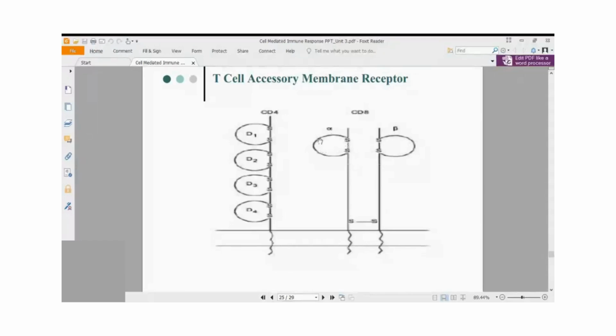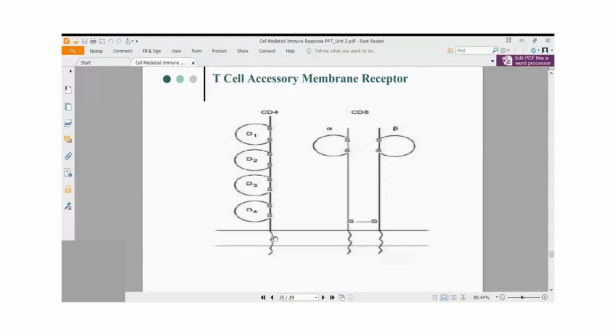And there is a difference in the molecular weight of these two chains of the heterodimer. Alpha chain is 30 kilodaltons and beta chain is about 38 kilodaltons. So there is only one single loop on the NH2 terminus of CD8.